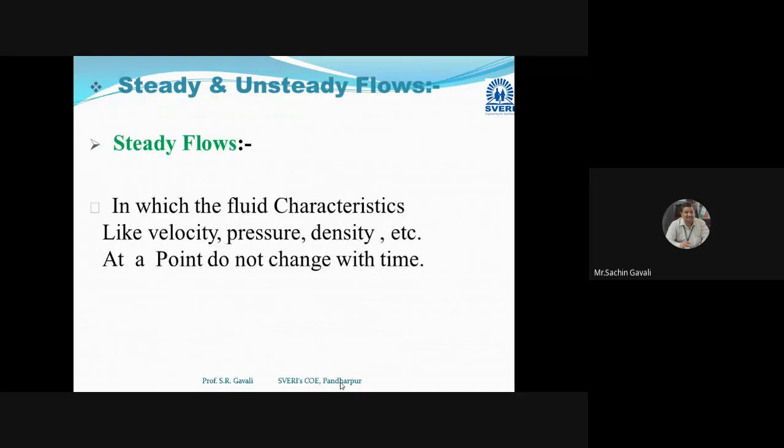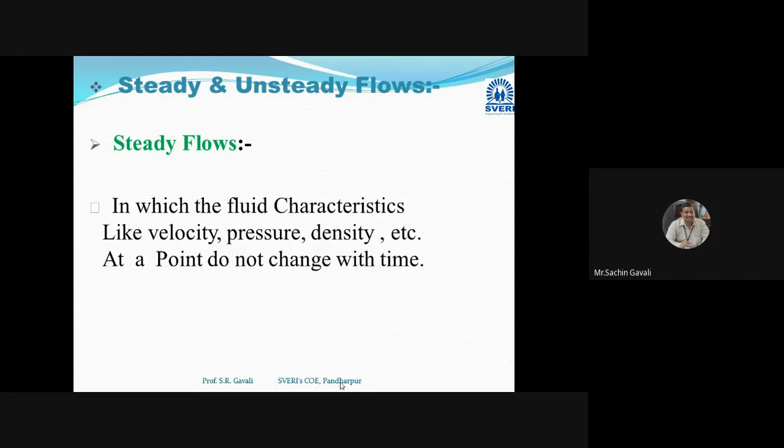Now the first flow we are going to consider is steady flow: the fluid flow in which the fluid characteristics like velocity, pressure, density, etc. at a point do not change with time. Generally we are considering velocity only here in fluid kinematics, or we can say velocity does not change, remaining constant with respect to time.